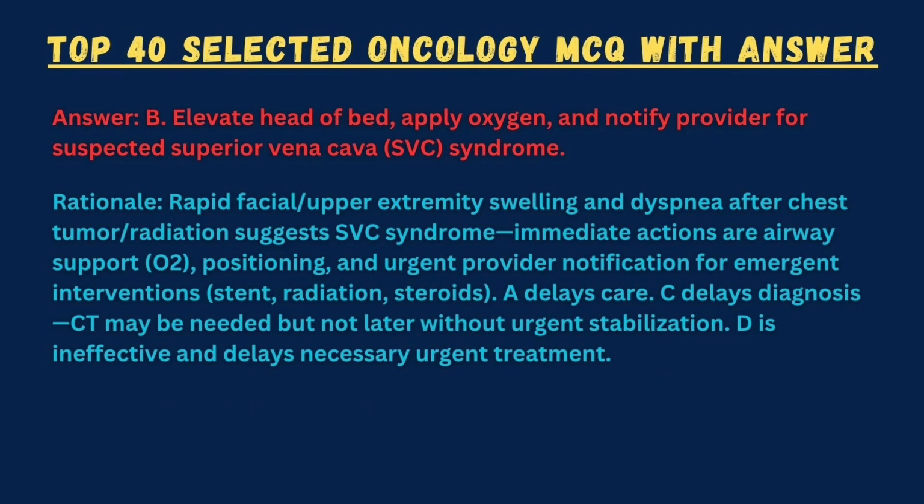Answer: B. Elevate head of bed, apply oxygen, and notify provider for suspected superior vena cava (SVC) syndrome. Rationale: rapid facial or upper extremity swelling and dyspnea after chest tumor or radiation suggests SVC syndrome. Immediate actions are airway support, O2, positioning, and urgent provider notification for emergent interventions: stent, radiation, steroids. A delays care. C delays diagnosis. CT may be needed but not later without urgent stabilization. D is ineffective and delays necessary urgent treatment.